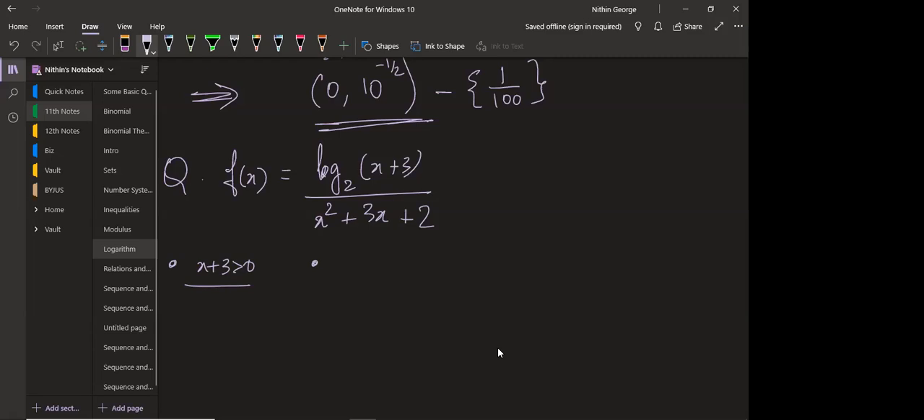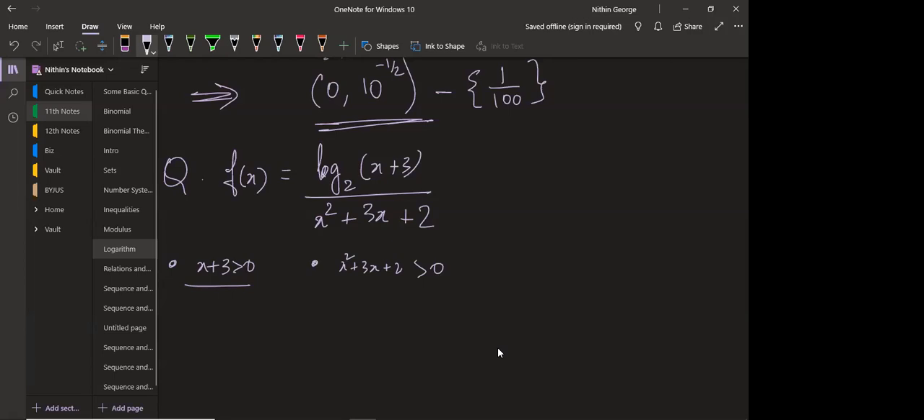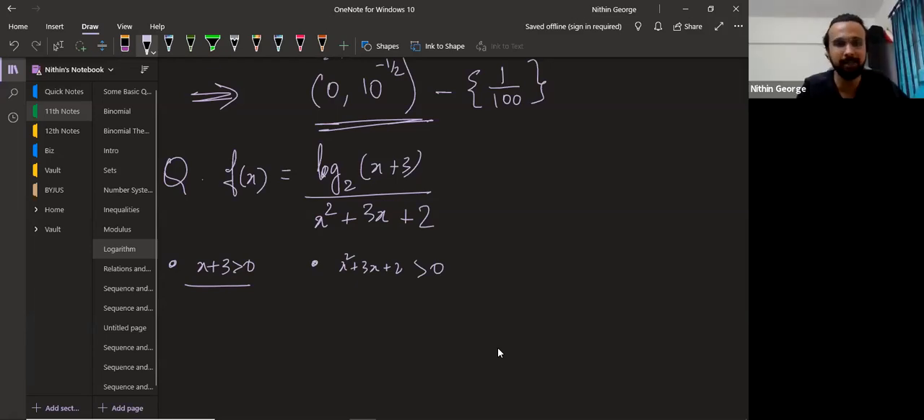Sir, x square plus 3x plus 2 should not be equal to 0. Okay. Can you tell me the final answer from here? Can you quickly solve and tell? Look, this is a JEE question. Let's see what happens. Sir, minus 3 to infinity, both not included, minus the set of minus 1, comma, minus 2. Okay, lovely. Well done. Immediately.